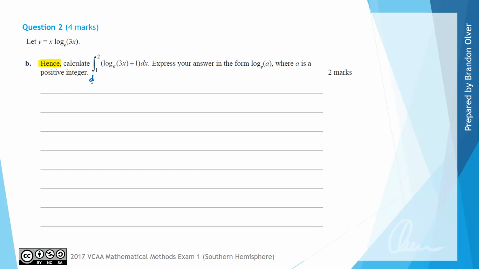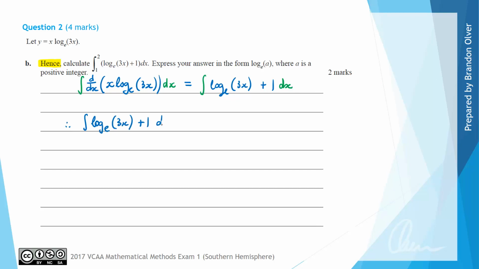The part of the previous answer that we're really interested in was the fact that the derivative of x log e of 3x was in fact equal to log e of 3x plus 1. Now if we were to integrate both sides of that equation with respect to x, we would still have an equal statement, which means that the integral of log e of 3x plus 1 with respect to x is equal to, as the integral and the derivative on the left hand side undo each other, x log e of 3x.